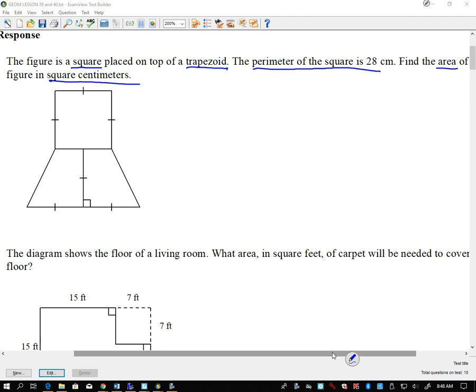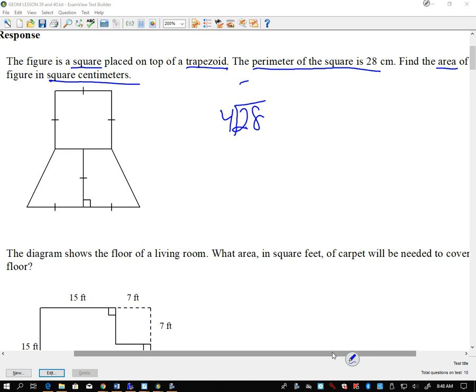I know that the perimeter of the square is 28 centimeters. What do I do with that? Is there anything I can do with that? 28 divided by 4. Why 28 divided by 4? What purpose does that hold? Find the length of the side. And a square has 4 equal sides, so dividing it evenly by 4. Okay, what's 28 divided by 4?